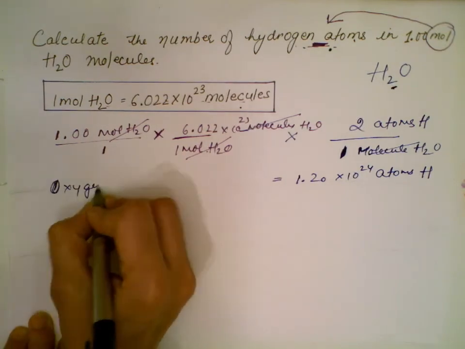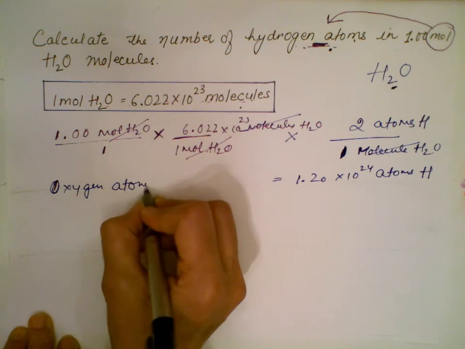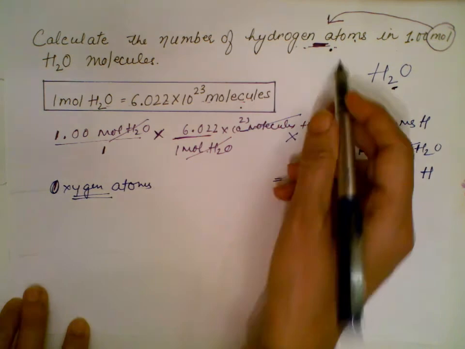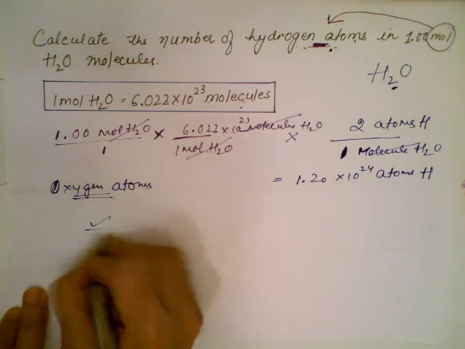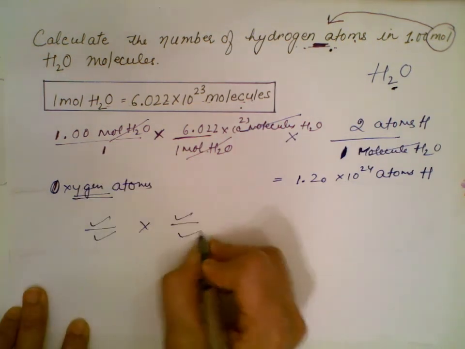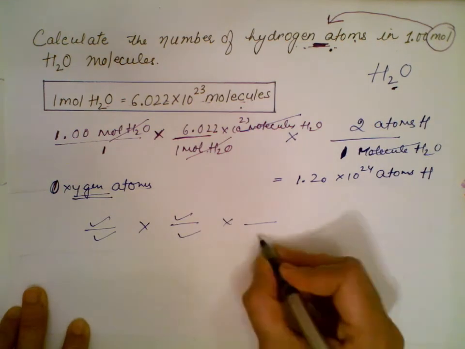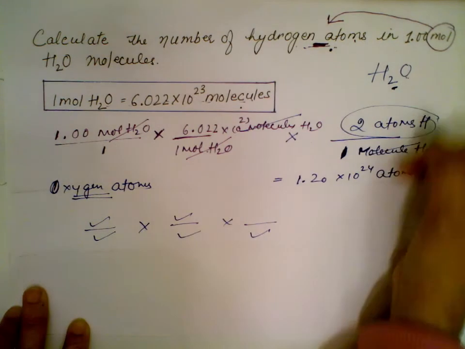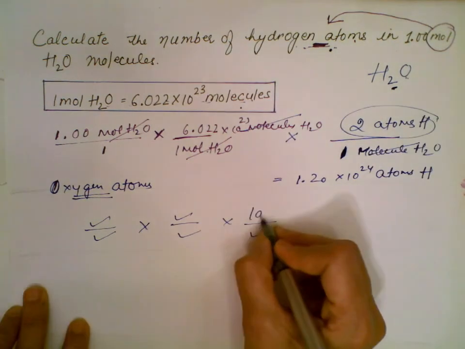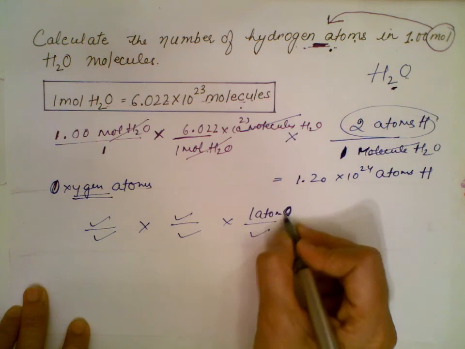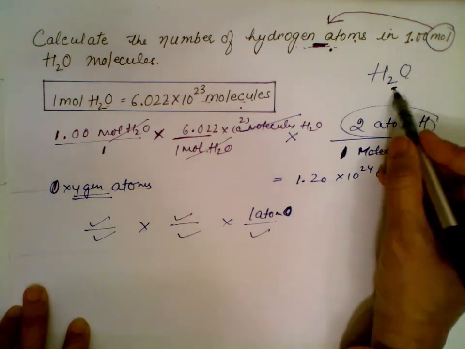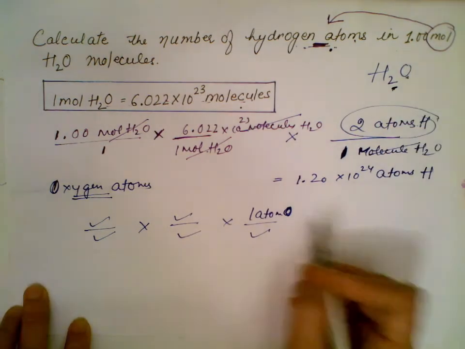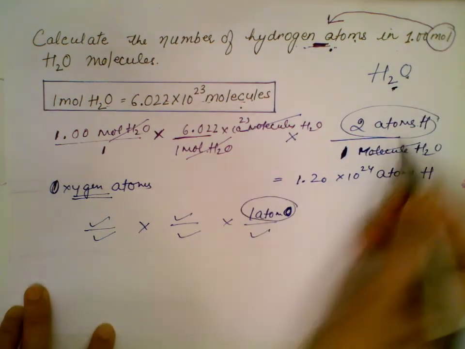Well, all these steps will remain the same. So if you were asked to find oxygen atoms instead of hydrogen atoms, all these steps are the same. Instead of this, it would be 1 atom of oxygen. That's the only difference. All right. Because for 1 molecule of water, there are 2 atoms of hydrogen and 1 atom of oxygen. So here is the difference only.